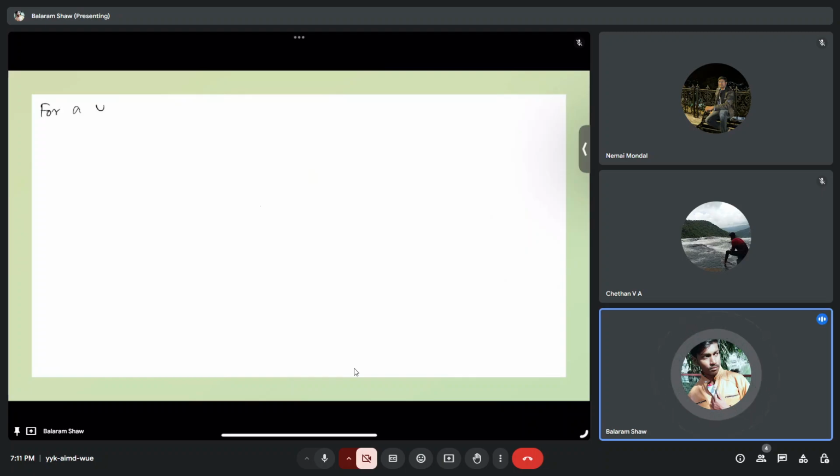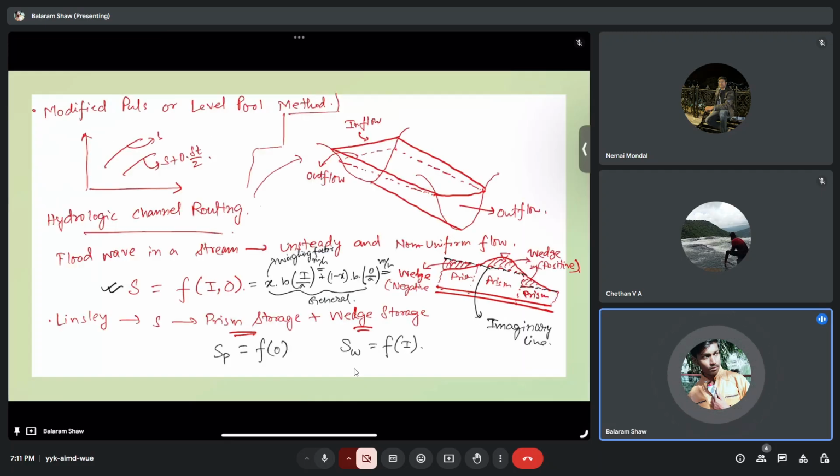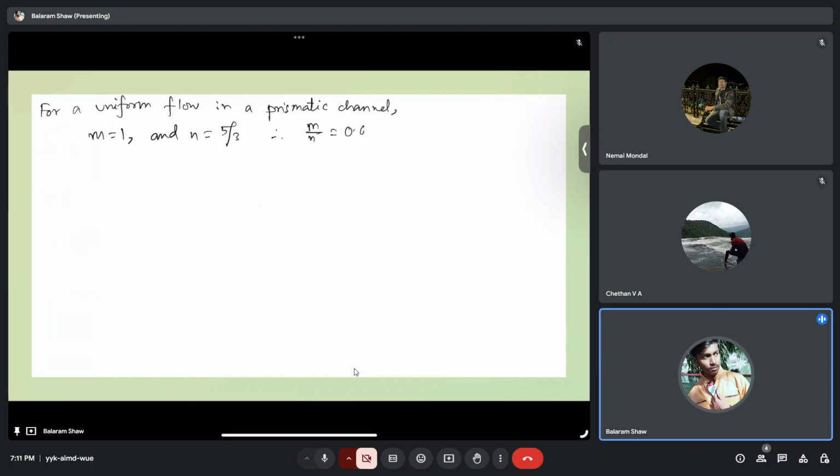For a uniform flow in a prismatic channel, it is given that m equals 1 and n equals 5 by 3. Therefore, in this equation we have m by n only, so m by n will be equal to 0.6. For a natural channel it will exceed 1, so the value of m by n will be more than 1.